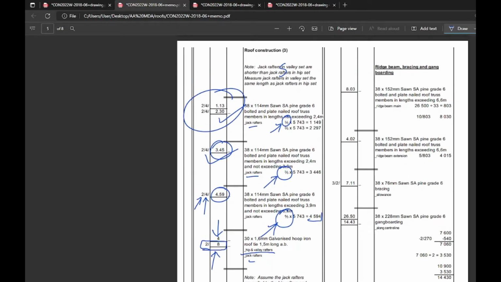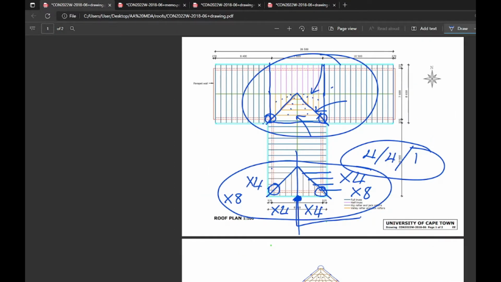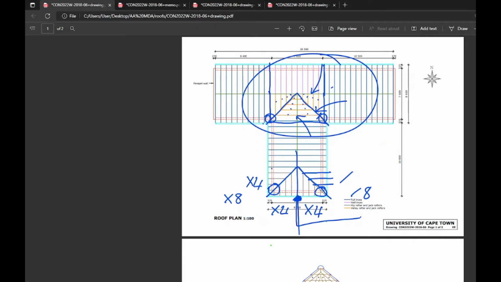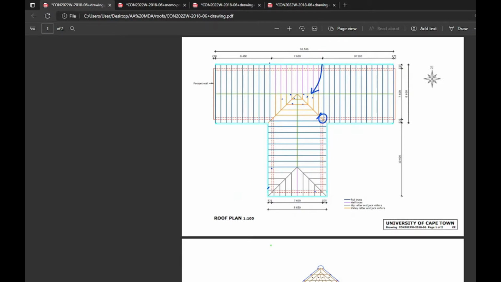Okay, so we're going to move on to the ridge beam bracing gang boarding. So ridge beam is sort of a conceptual thing that you need to grasp, because it involves visualization, which is not so easy when you just have a plan in front of you. So what I did previously, I think I described what is actually going on here with a couple of these jack rafters, is that these guys are sort of floating in the air.